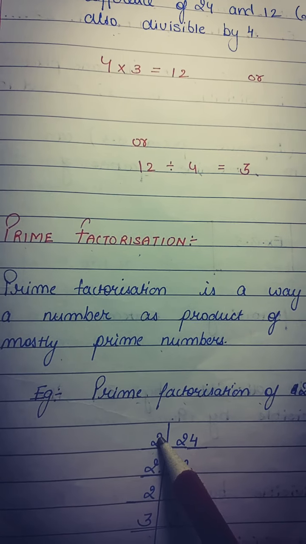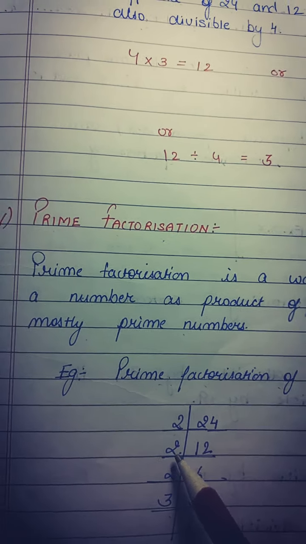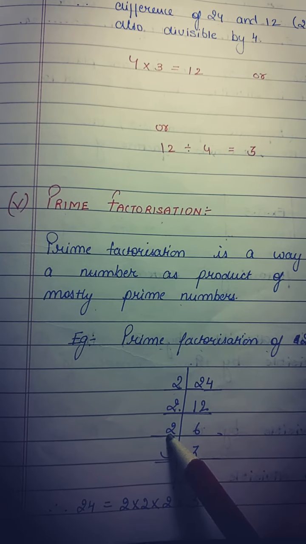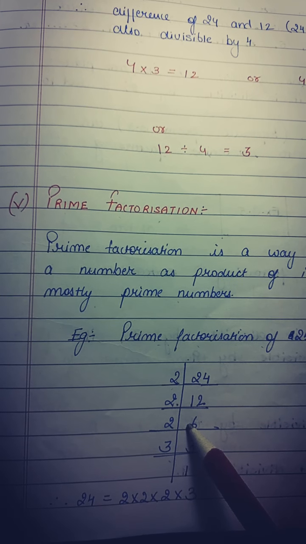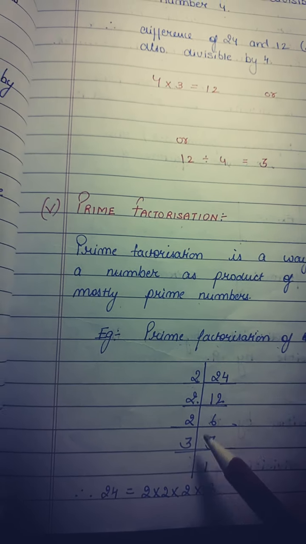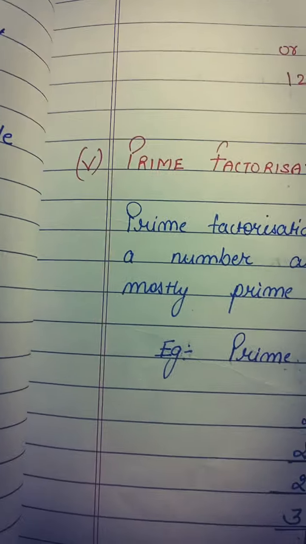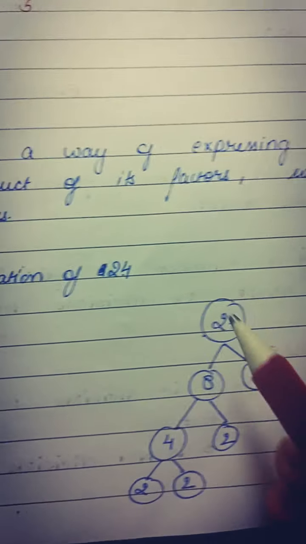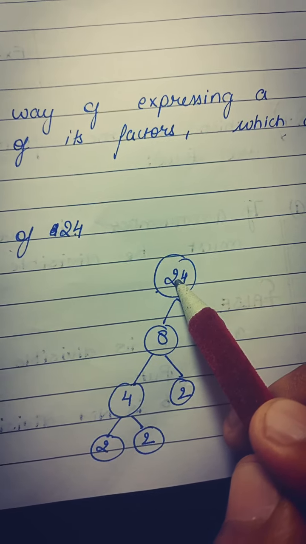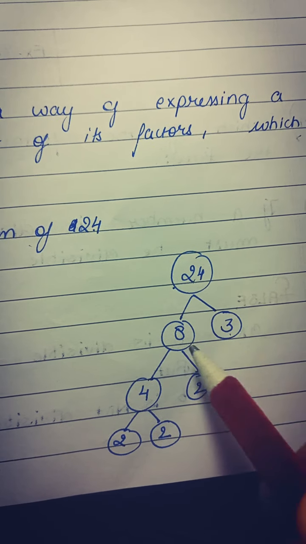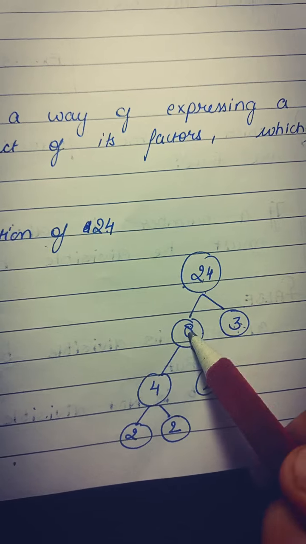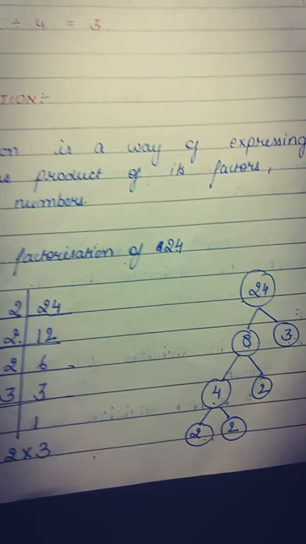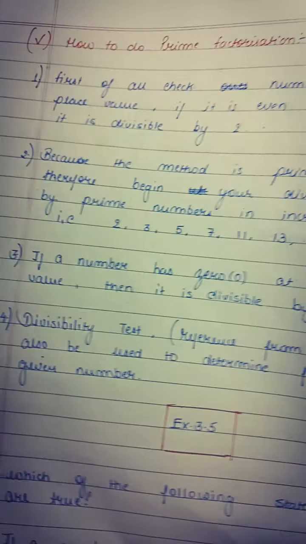Okay, now 24 divided by 2, we obtain 12. 12 again can be divided by 2, so we obtain 6. Again 6 is also divisible by 2, we obtain 3. See, all of them are prime numbers. Now you can express 24 as 2 into 2 into 2 into 3, or we can also write 24 is equal to 8 into 3. Okay, 24 can be obtained as the product of 8 and 3. Now 8 can be obtained as the product of 4 and 2, and 4 can be obtained as the product of 2 and 2.